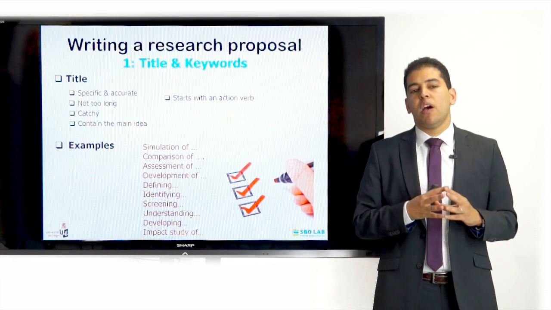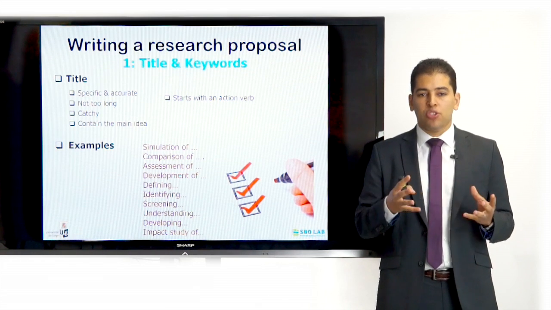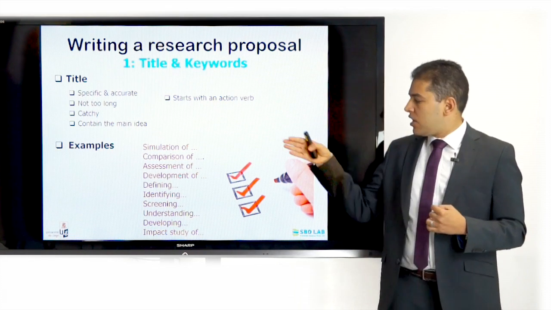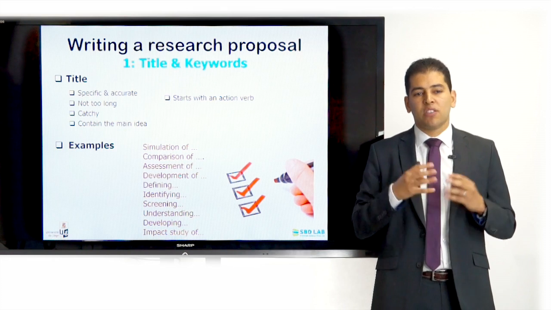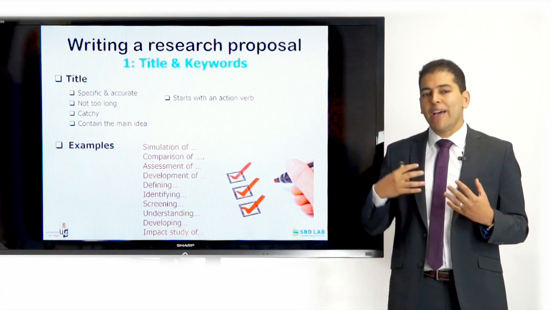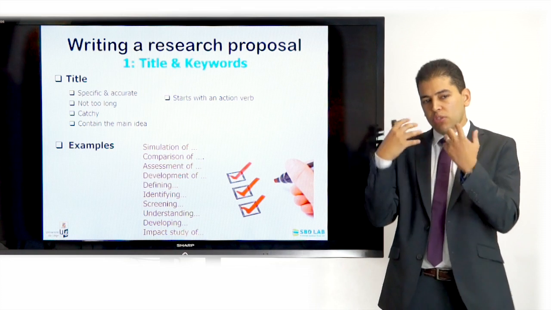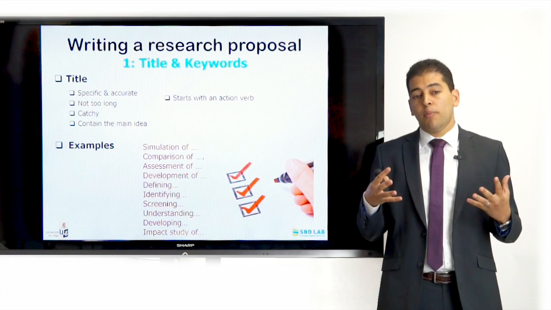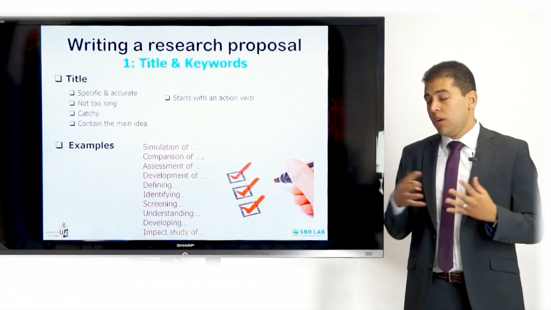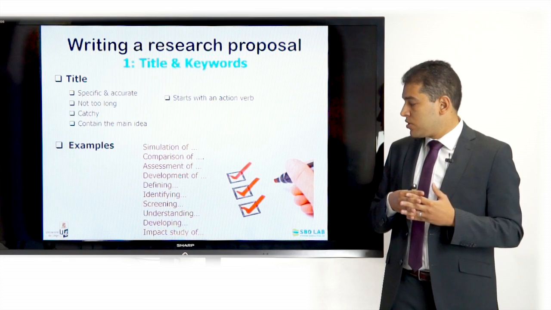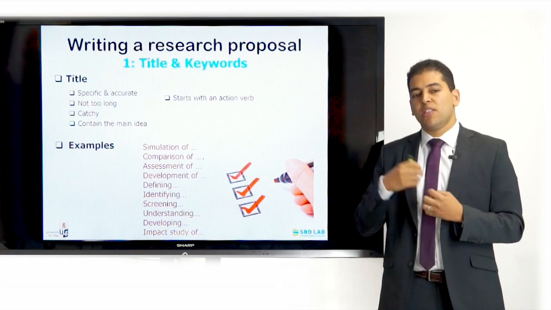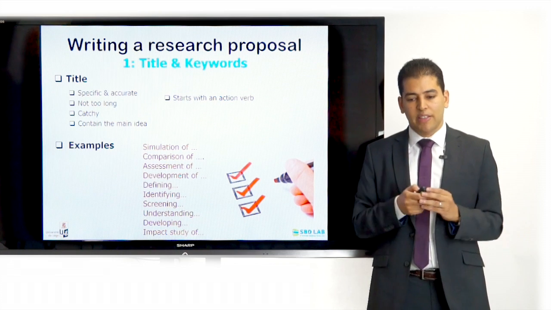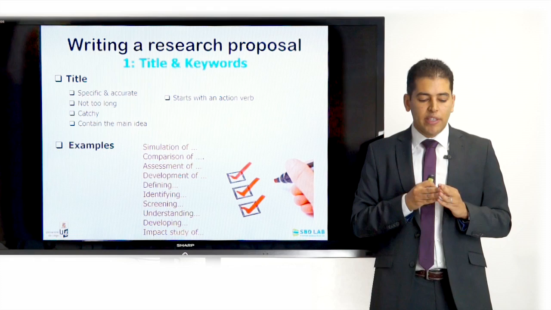And most of the time, good titles start with an action verb. Let's say like simulation of, comparison of, assessment of. These are all examples that you can look at and start your title with. Once you have an action verb, it already shows that you are trying to do something to address a certain problem. And most of the time, a researcher doing a master thesis or a PhD thesis or even a research for grant proposals, he or she should look at these verbs as a starting point to identify and formulate their title.